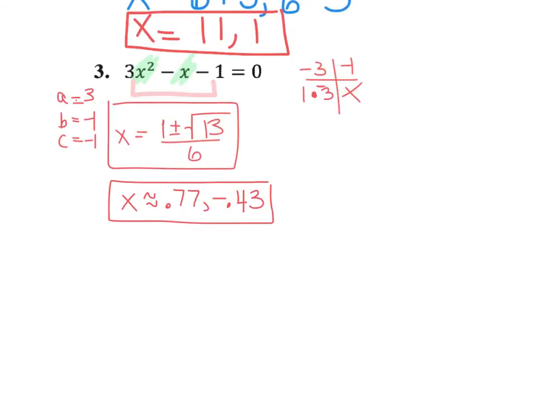All right, so here are my two answers. X is 1 plus or minus the square root of 13 all over 6. My approximate answers then would be 0.77 and -0.43. I do want to mention that if you are not getting the approximate answers, bring your calculators to class. Your teacher will help you.